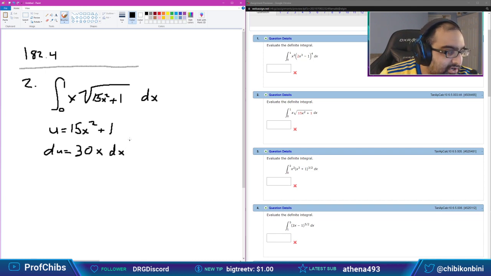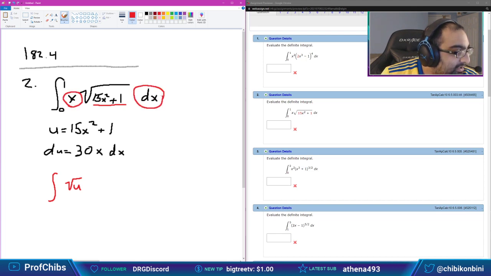Let's go ahead and start replacing stuff in. So replacing stuff in here, what we're going to have is the integral of the square root of u. Okay, so that'll be this part here. We have an x and a dx left over. So if we have an x and a dx left over, then we have an x and a dx here, but we have a 30 in our way, so we're going to divide by 30.